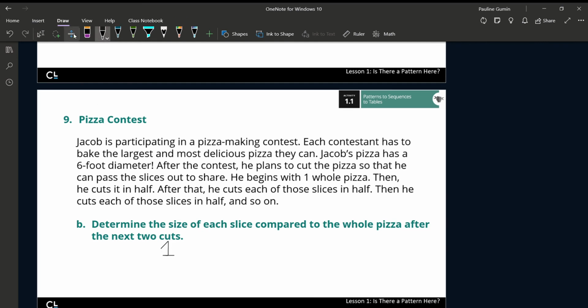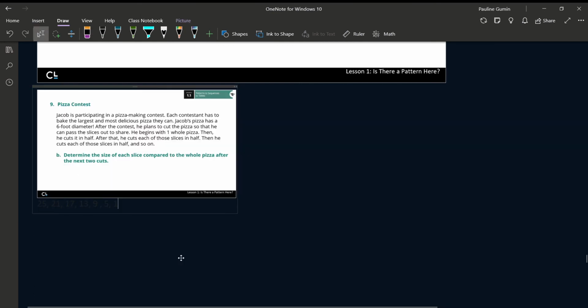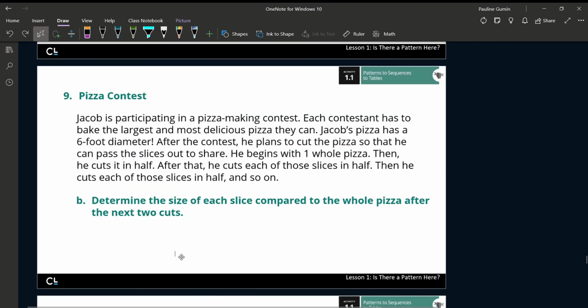Well, actually, let's see. I think I can type this one out. Let's do that. There we go. All right, so he starts off with a whole pizza. Then he cuts it in half. Then I half it again. Then I half it again. And one more time.